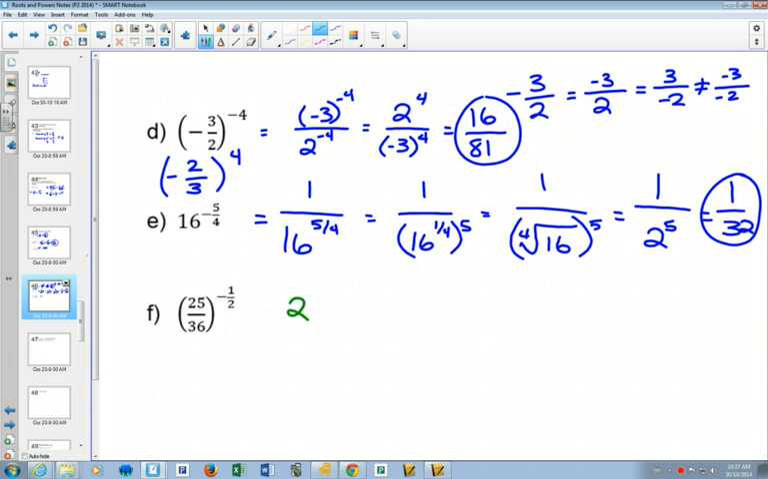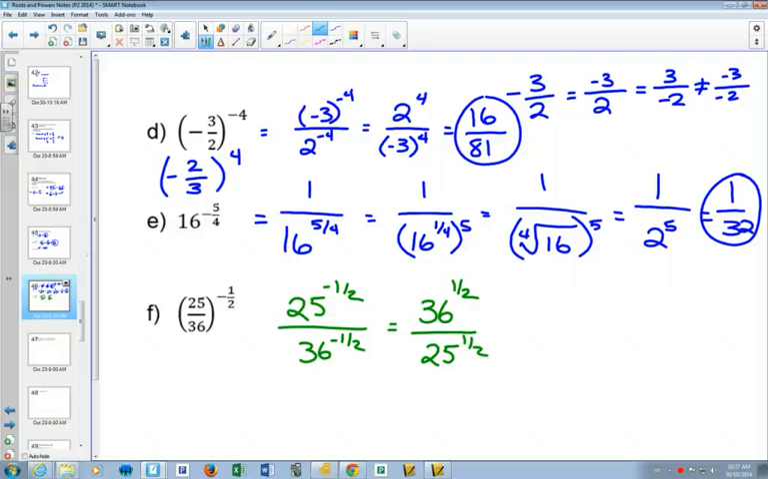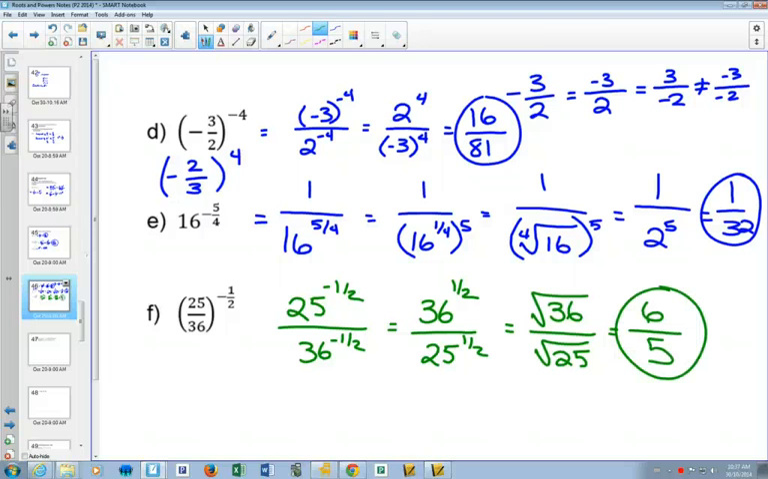How many people put the -1/2 in first? How many people chose that method? Okay, good. And then this one would go to the top, and this one would go to the bottom, and they would become positive exponents. 36 to the 1/2, from yesterday we learned that that's the same as a square root. And 25 to the 1/2, that's the same as a square root. Square root of 36 is 6, square root of 25 is 5, so we get 6 over 5.